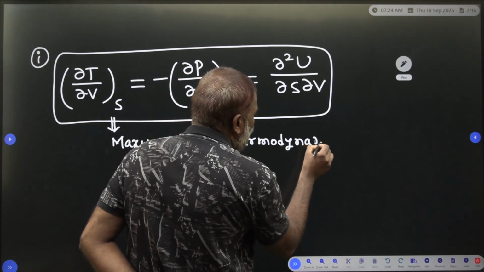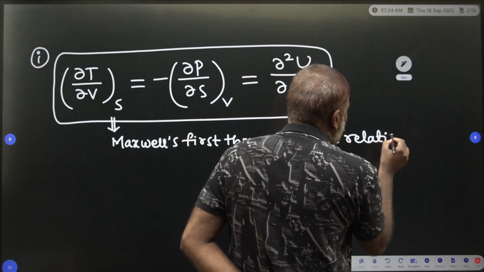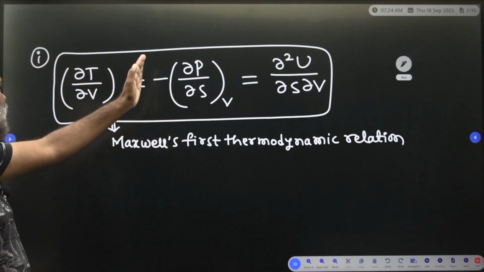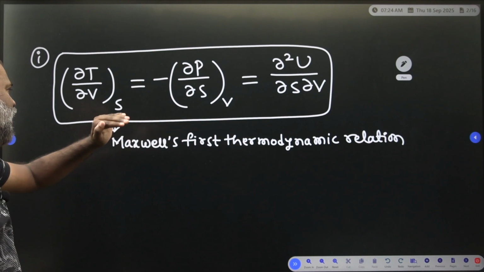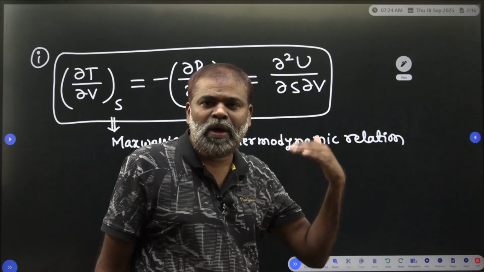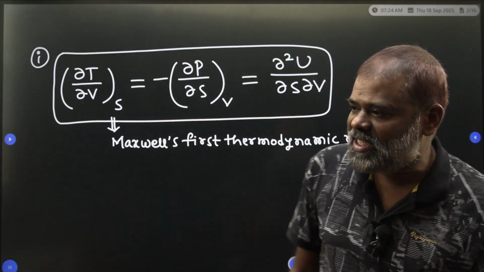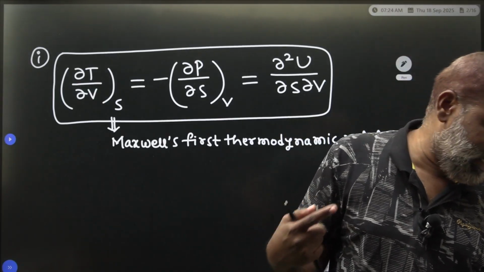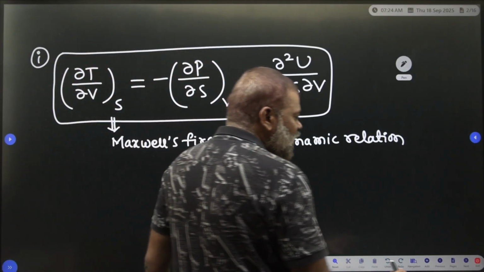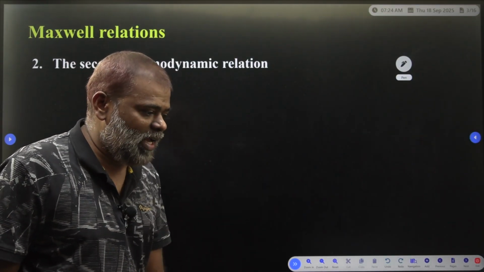What is that relation? Dou T by dou V at a constant entropy is equal to minus dou P by dou S at a constant volume, which is equal to minus dou square U by dou S into dou V. This is the first thermodynamic relation defined using the internal energy. Not only that, we can take the second thermodynamic relation. What is the second thermodynamic relation?